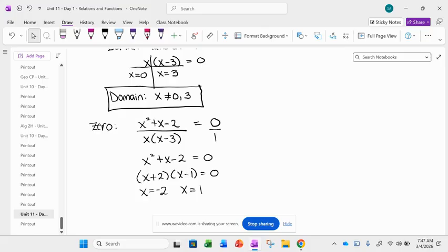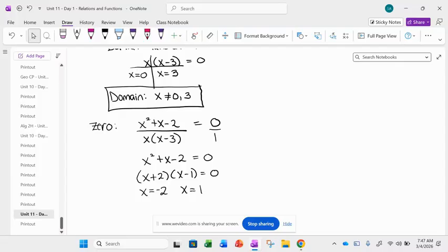You got it. So once I find my x's, I want to go back to the domain. And I want to make sure the x that makes my function a 0 is not an x that will make my function undefined. Does that make sense? So you want to double check that.